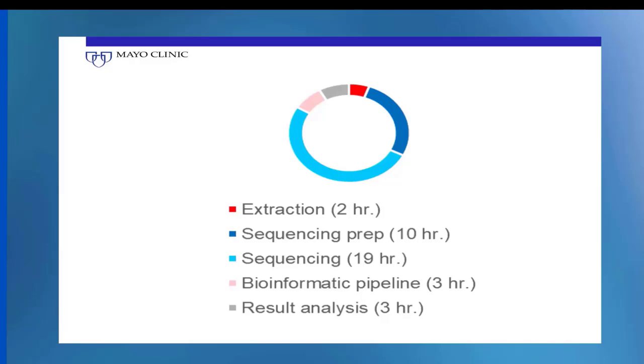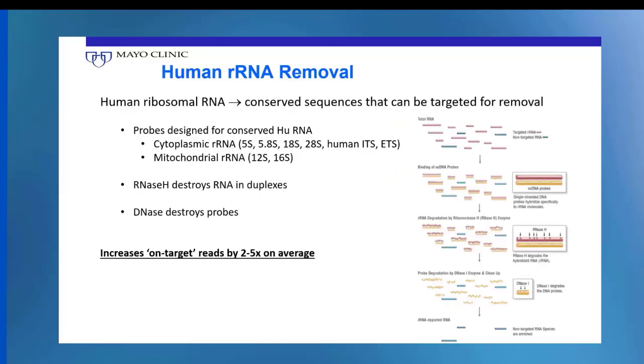Extraction takes about 2 hours. The preparation for sequencing takes about 10 hours. Sequencing itself is about 19 hours. And then running the bioinformatic pipeline and analyzing the results takes about 6 hours.